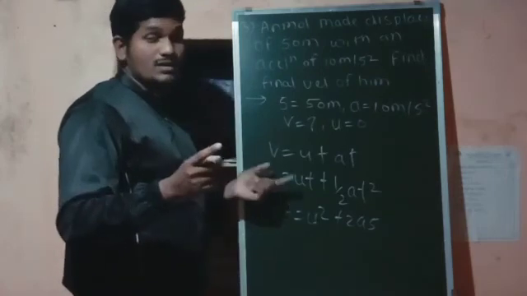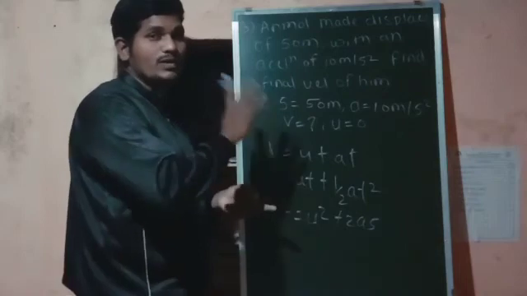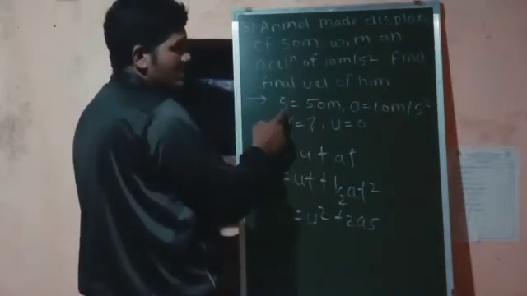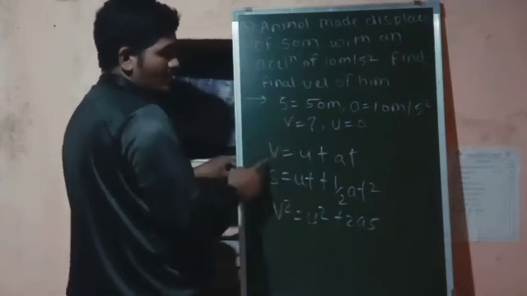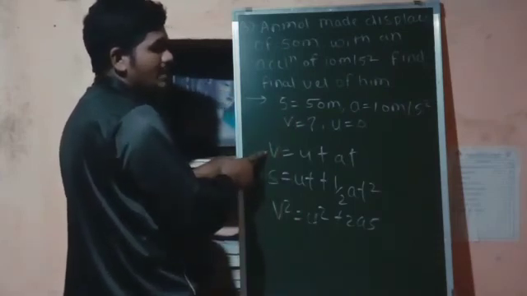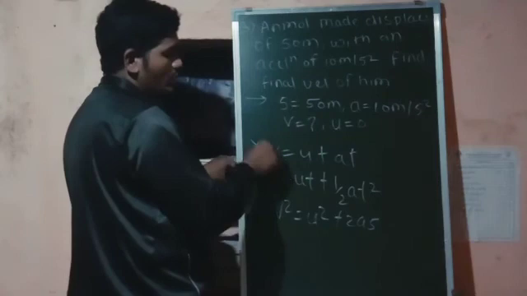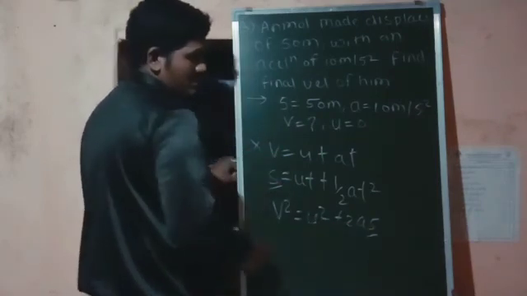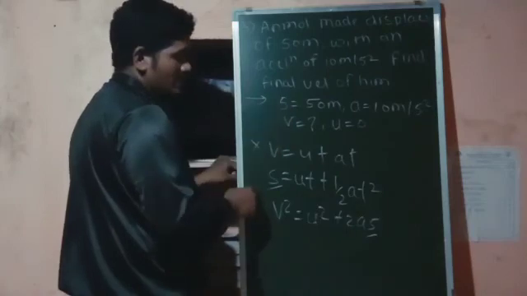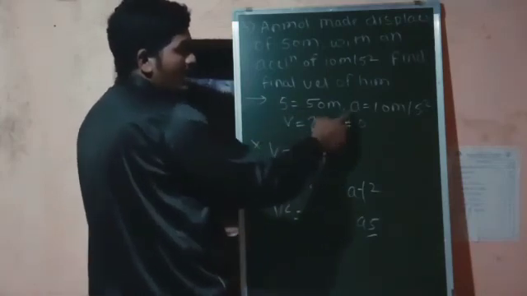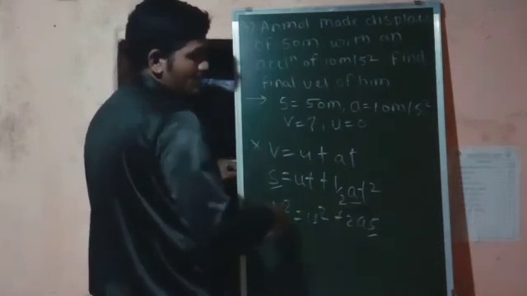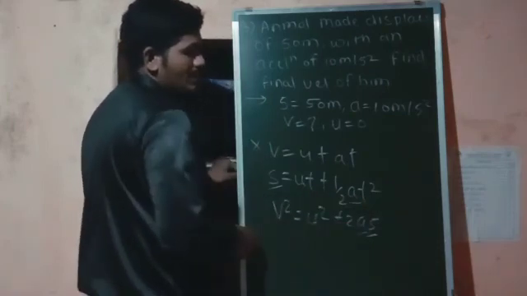Now after writing the formula, I will go toward the given terms. The given term is displacement, which means s is given. In the first formula, there is no s, so this formula will automatically get cancelled. But here is s, and here is s, so in two formulas there is s. Now I will move forward to acceleration. I will check for the acceleration. Acceleration is also here, and here is also the acceleration.